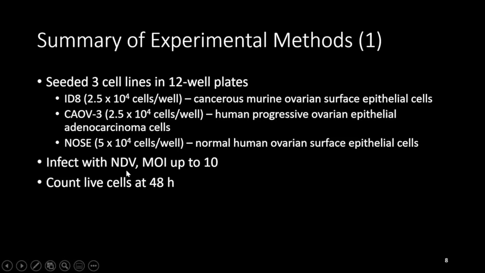And then they infected with the Newcastle disease virus at a multiplicity of infection of up to 10. What this MOI represents is a ratio of virions to cells, so this means there are 10 times more virions than there were cells. And then they waited 48 hours and, rather than counting the cells, they assayed the metabolic activity of the remaining cells as a proxy for cell survival.